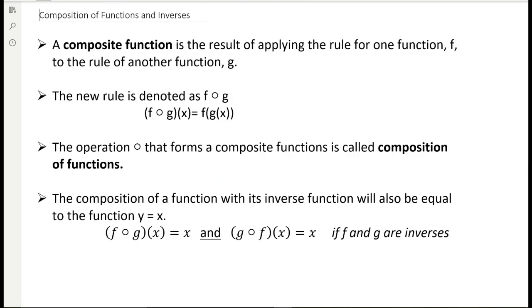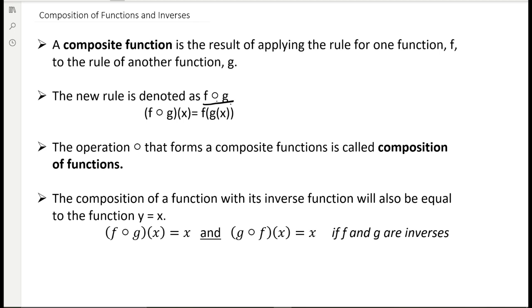All right, so now we're going to talk about composition, the operation, and what that entails. So a composite function is the result of applying the rule for one function to the rule of another function. So basically, you're plugging in one function into another function. So it's sort of like a nesting of functions, like a function within a function. We call this operation a composition operation, and it's denoted by a circle, right? So it's denoted as F circle G. So that's what this is here, F circle G.